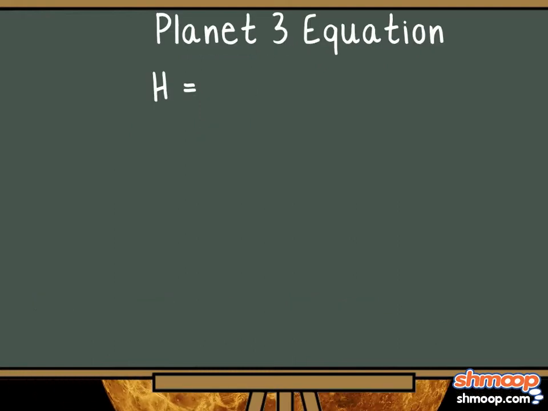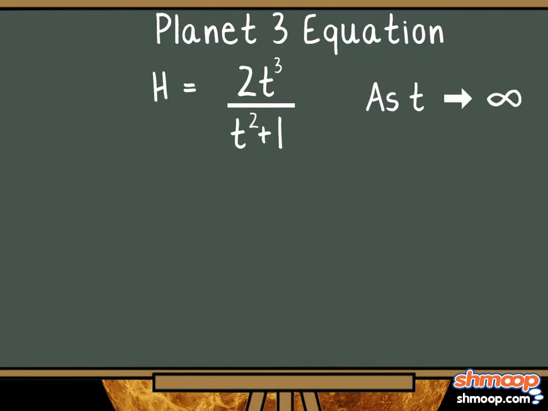Finally, the third planet in the orbit has an equation of h equals 2t cubed over t squared plus 1. Since we're taking the limit as t approaches infinity, we can just divide the leading terms 2t cubed and t squared to get an accurate approximation of the limit. We can ignore the plus 1 because everything besides the leading terms is negligible since the leading terms determine the behavior of a polynomial at infinity.